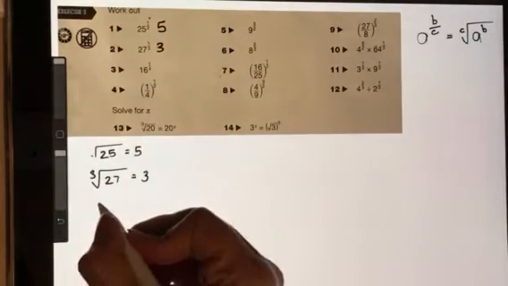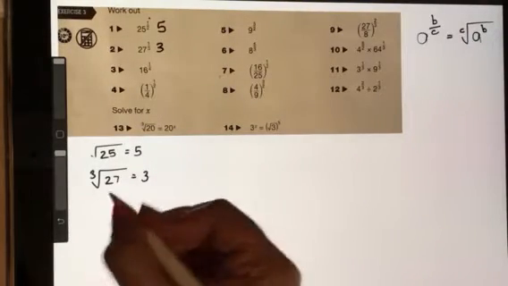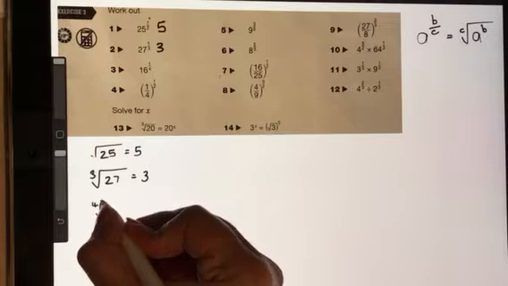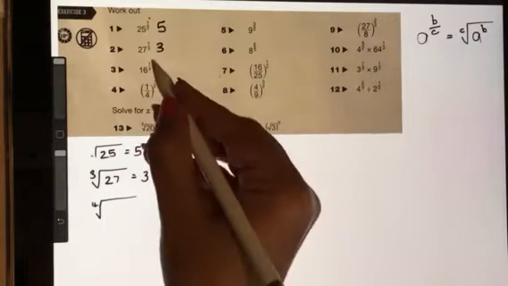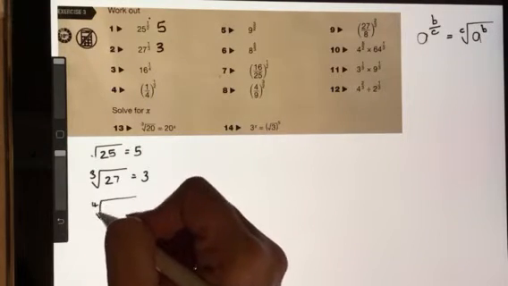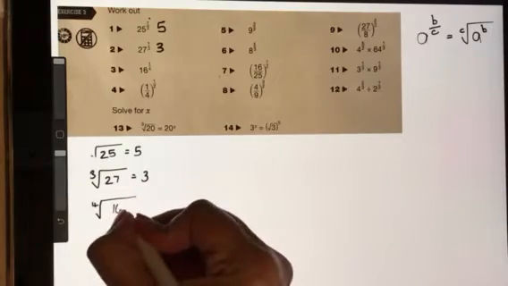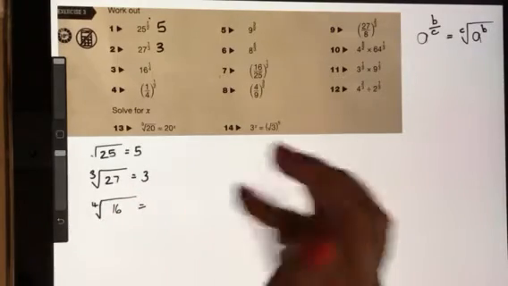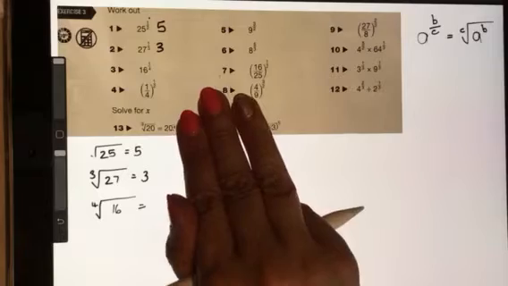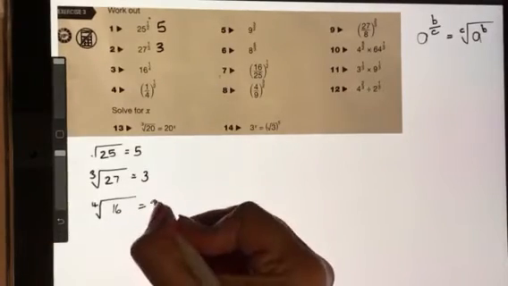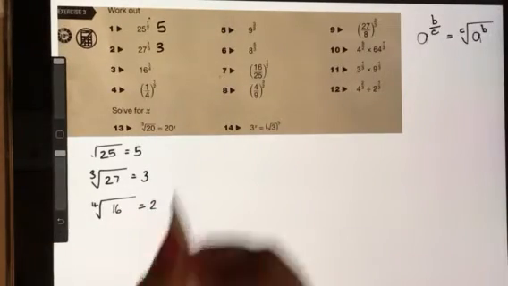For number 3, we've got 16 to the power of a quarter. So we're now going to have on the outside a 4, so it's the fourth root of 16 to the power of 1. And 2 times 2 times 2 times 2 gives us 16. So the fourth root of 16 is 2.